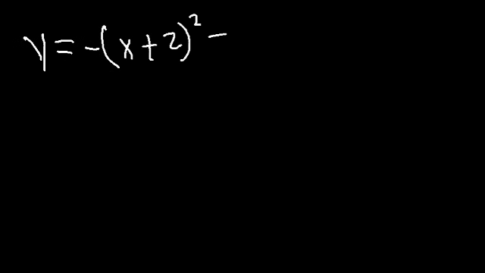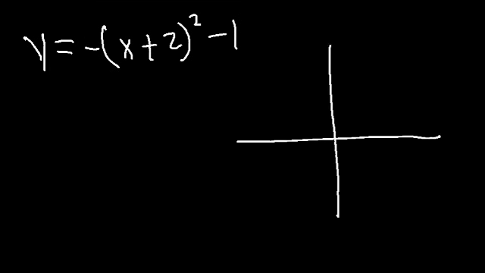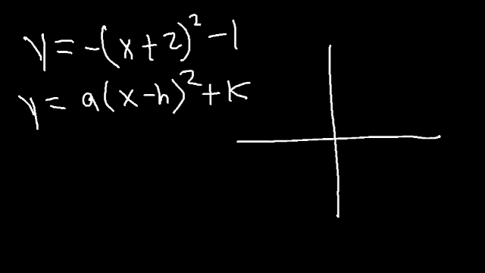Now let's say you want to graph an equation in vertex form. Let's say it's negative x plus 2 squared minus 1. How would you graph it? So in vertex form, we have the generic equation a(x minus h) squared plus k. The vertex is h comma k. So notice that we have negative h in the formula and positive h here, so we need to flip the sign. Here we have positive k and positive k, so we don't need to change the sign.